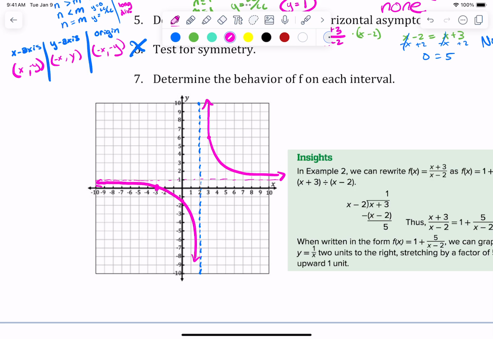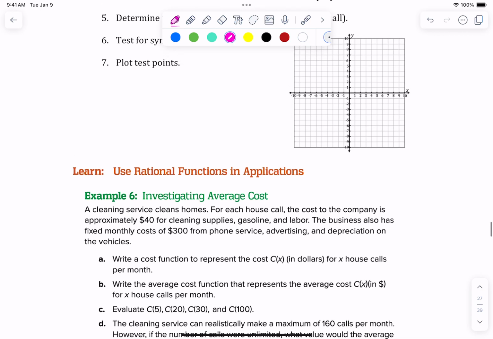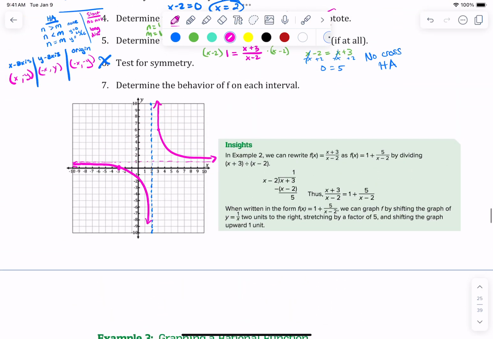Or 1.5, I think. No, that's wrong. I don't know. Okay, good? Happy with that? Okay, let's do one little bit more and then we'll be done. Let's look at the graph for a minute.